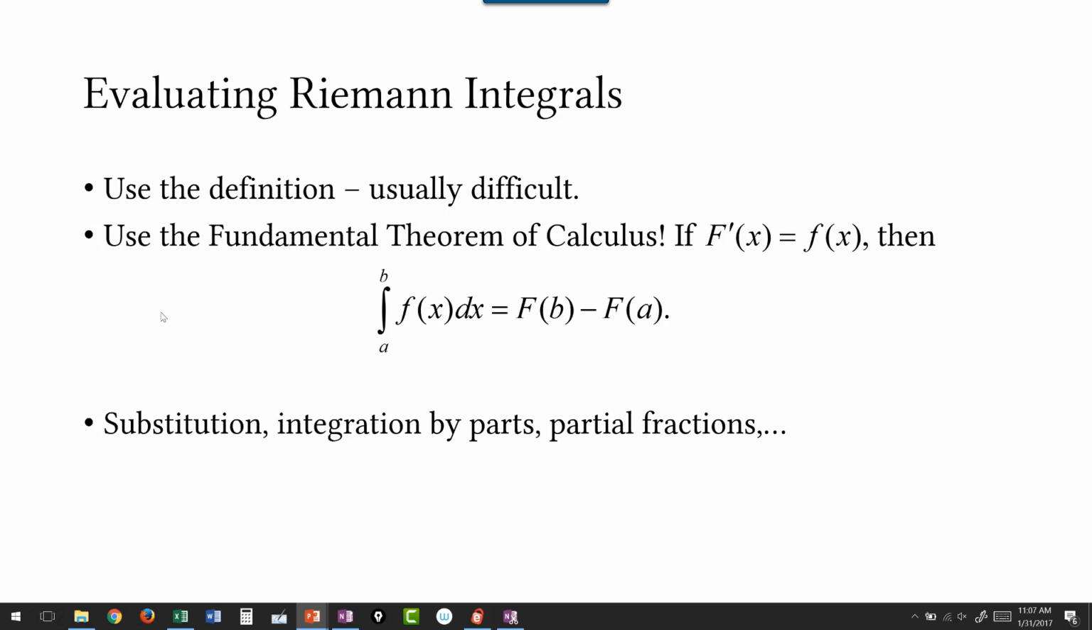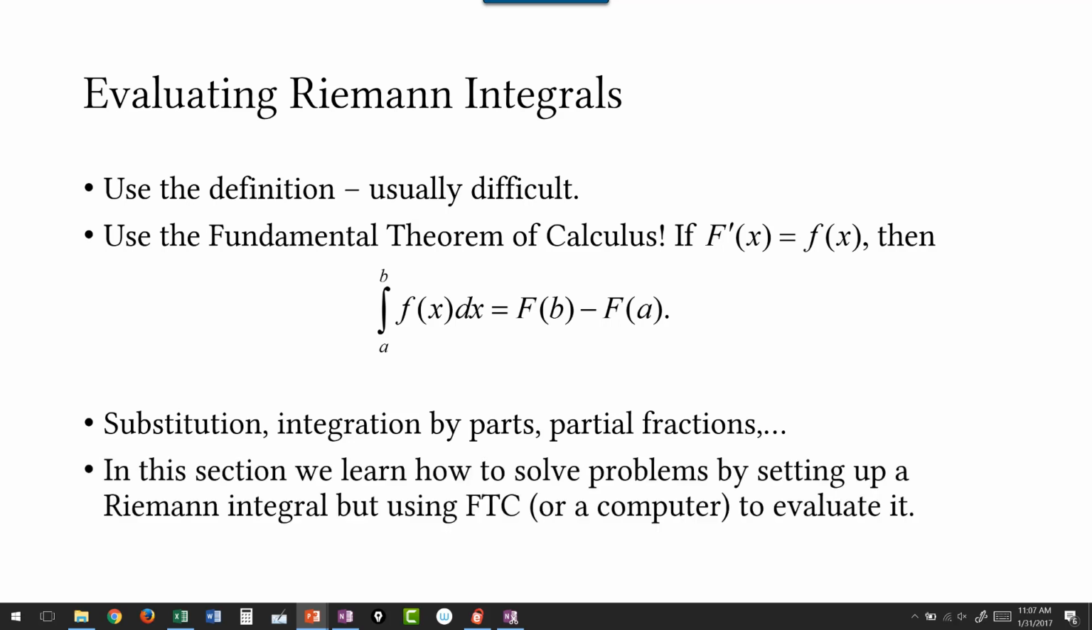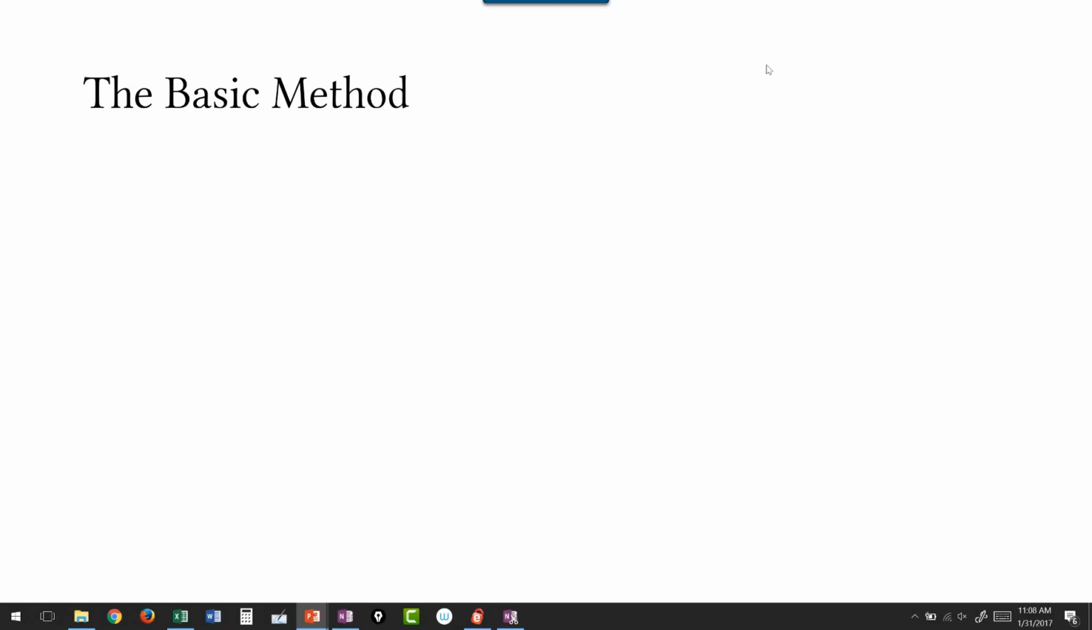Occasionally, those methods will not be enough for us, or the integral will just be too messy, and we'll rely on some sort of computer software like Wolfram Alpha or a handheld calculator to actually get a value for the integral. Coming up in the series of examples, we're going to start seeing how to solve problems by setting them up as a Riemann integral, but then evaluating them using the fundamental theorem of calculus, or occasionally a computer. Here we outline the basic method that we'll apply not only to the problems we do today, but those that we'll be doing in the coming weeks as well.